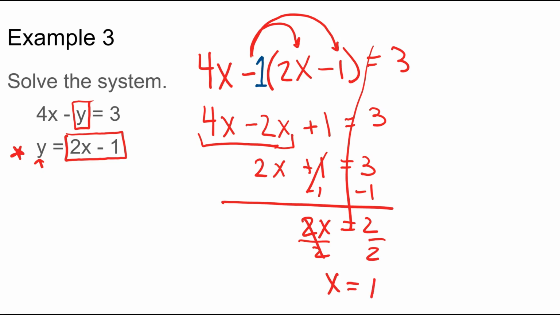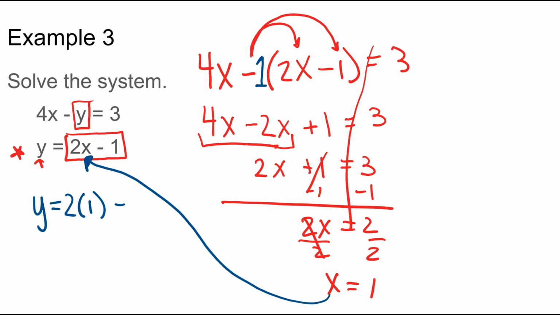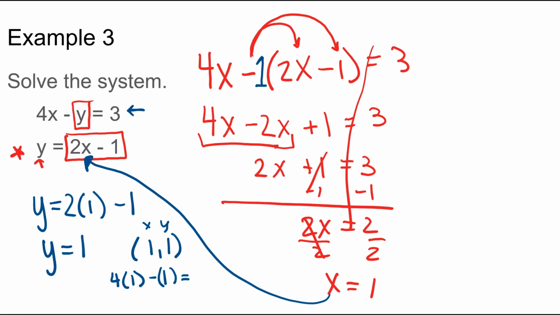We're halfway done. We're going to take that x, plug it into that star equation. y is equal to 2 times 1 minus 1. y is equal to 1. The ordered pair is 1, 1. Let's check it in this equation here. So that's x and y. I guess they're the same number, so it doesn't really matter. See if that works, and it does.